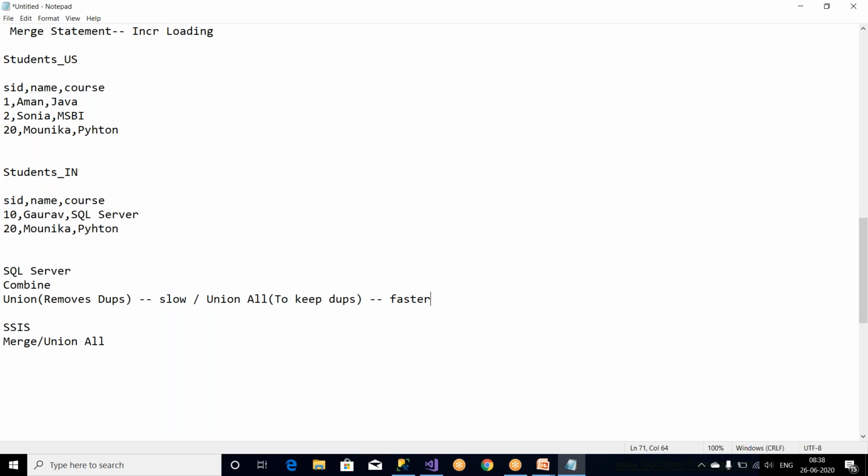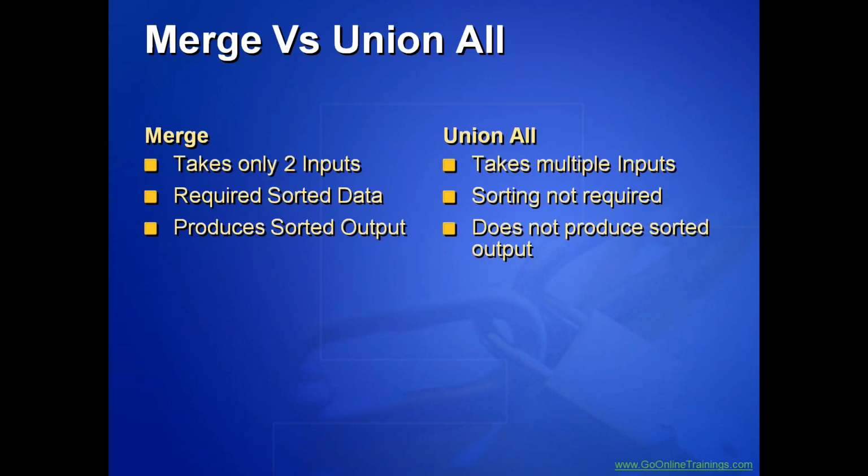Clear? In SQL Server, we have union and union all. Union and union all are there to combine the data coming from multiple sources or multiple queries, it doesn't matter. But union is slow, because it is going to be removing duplicate data when you have it like this. Union all is not going to do that. But here the constraint is that merge is going to be taking only two inputs and it is going to be sorting the data. Union all takes multiple inputs, and there is no sorting required. Clear? But both of them are going to get the duplicated data when you have it in the sources. Am I clear? Yes, sir, got it.